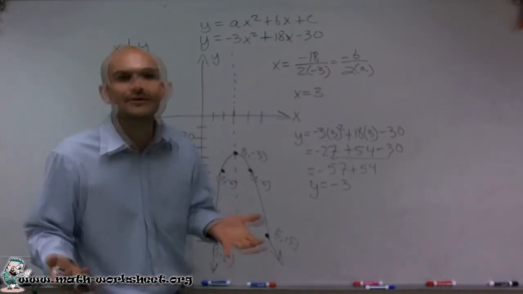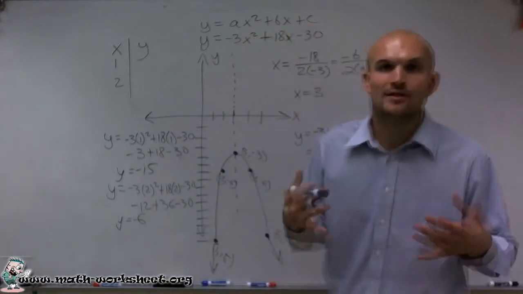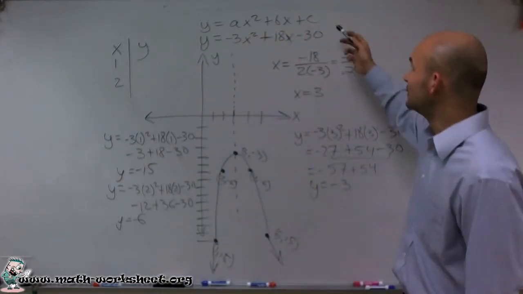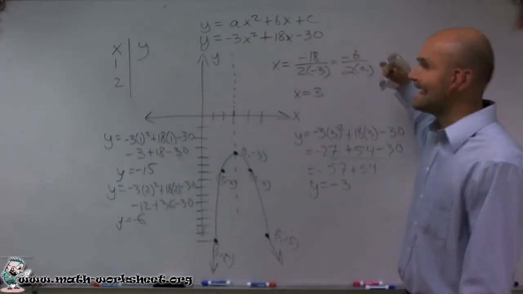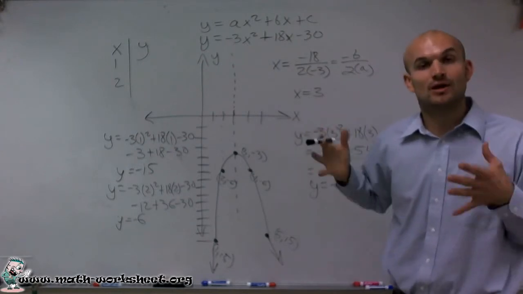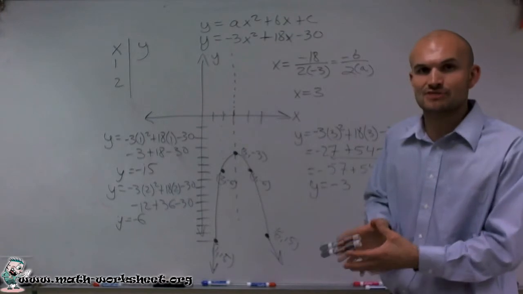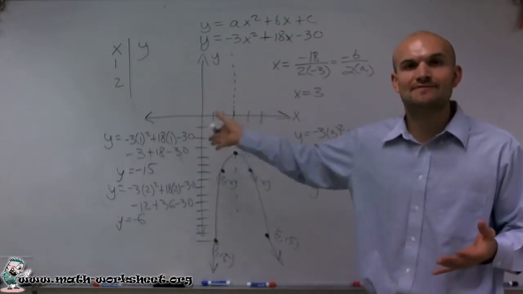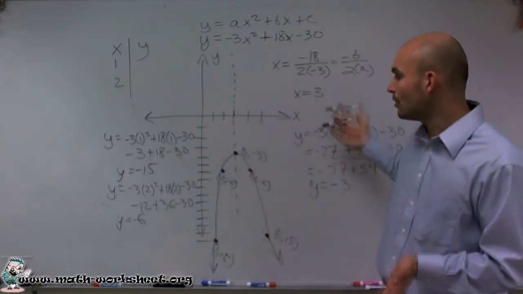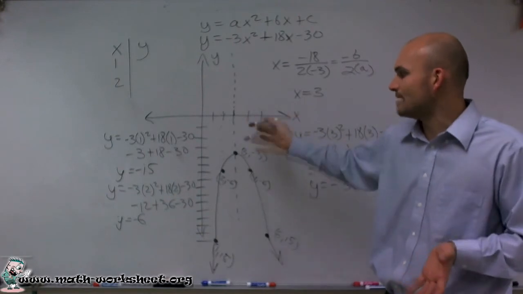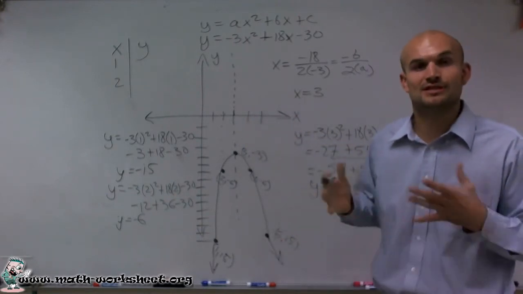So ladies and gentlemen, just to kind of recap, when graphing parabolas, the first thing we want to do is determine your a, b, and c, find the axis of symmetry, then plug that point in to find your vertex. Once you know your vertex and your axis of symmetry, choose points to the left and to the right of your vertex to be able to then plot the rest of your points using the symmetry.